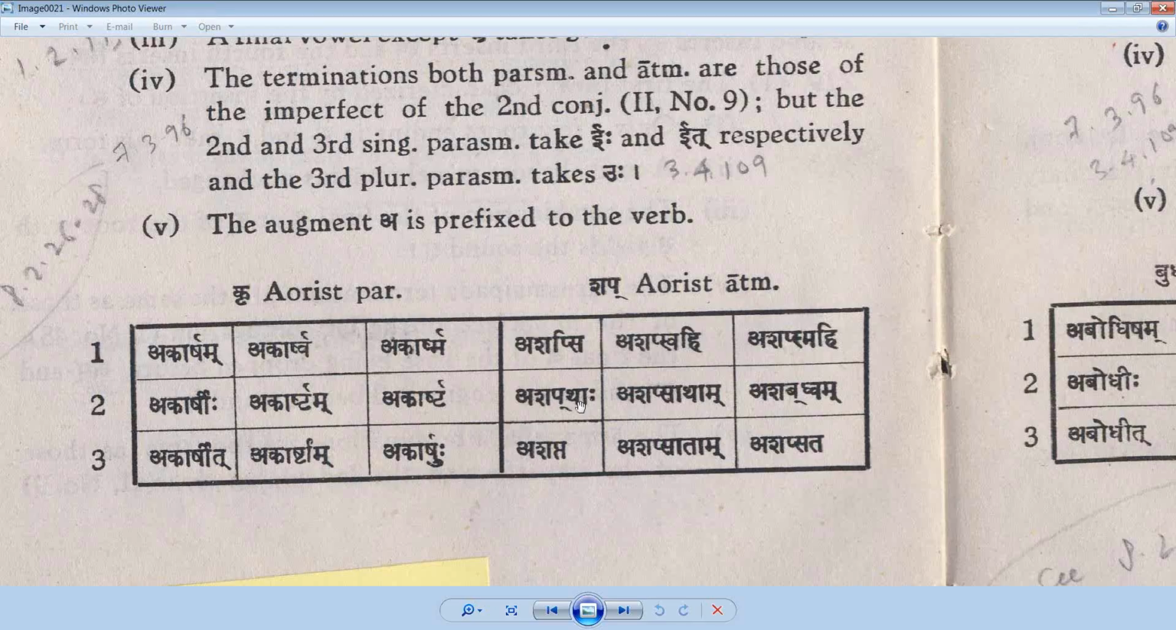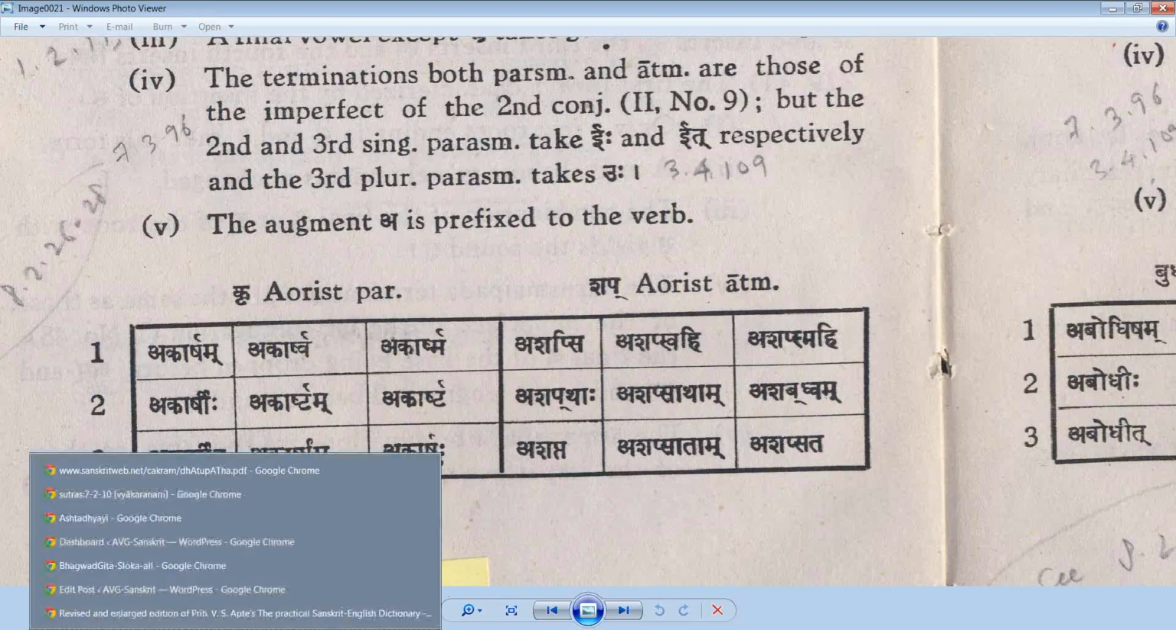Same thing, jalo jali. Just like we had ashapta, same thing, ashaptaha. We have a sandwich between jal and jal. Ashaptaha. Then ashabdhvam, the sutram is dhicha. Same thing. We are all back to the same section.